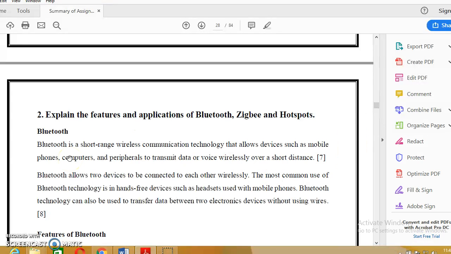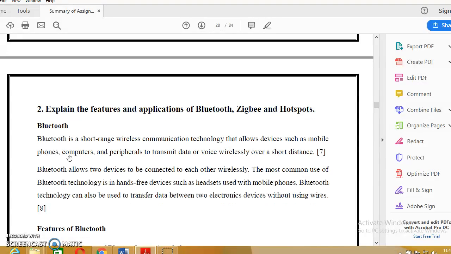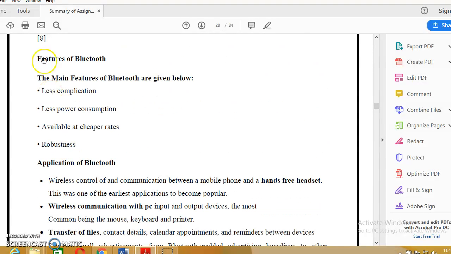Now we are going to look at question number 2. Explain the features and application of Bluetooth, Zigbee and hotspot. Bluetooth is a short-range wireless communication technology that allows devices such as smart mobile phones, computers and peripherals to transmit data or voice wirelessly over a short distance. These are the features of Bluetooth.